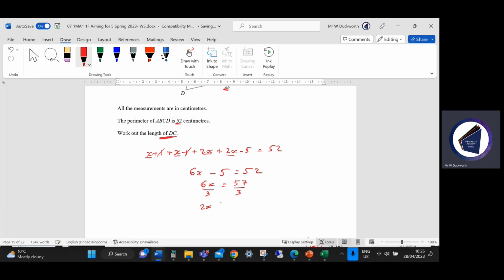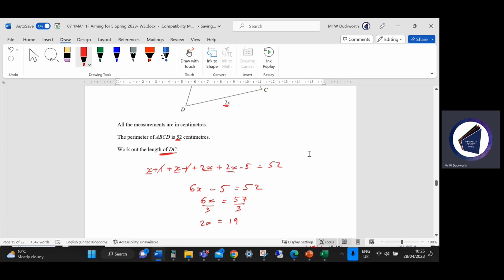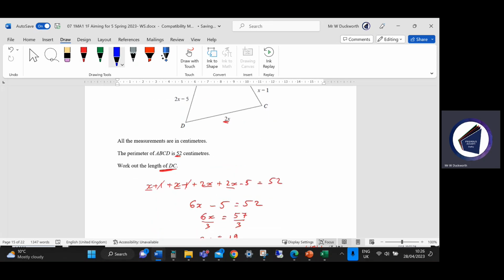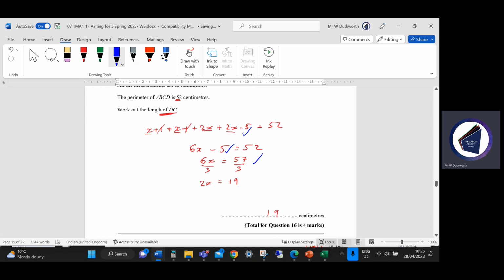So 2x is going to be equal to, that divided by 3 is going to be 19. And that's what I was asked to find. I wasn't asked to find x, I was asked to find 2x. But if you found x, it would have been 9.5, no major drama, but I can't see why that wouldn't be more than acceptable. Right, so P1 for process of adding them all together, A1 for finding what they add together to be, P1 for attempting to solve, and then A1 for the answer.